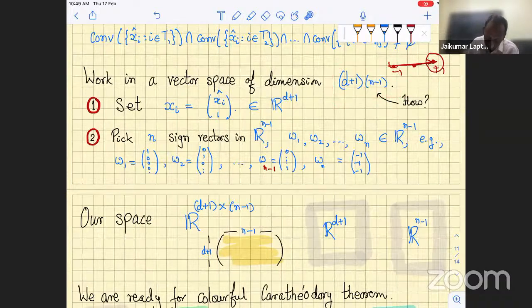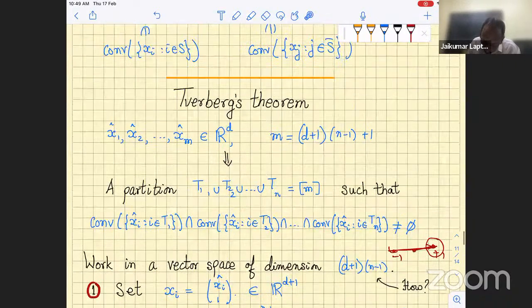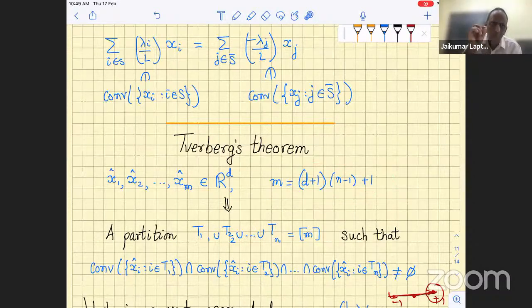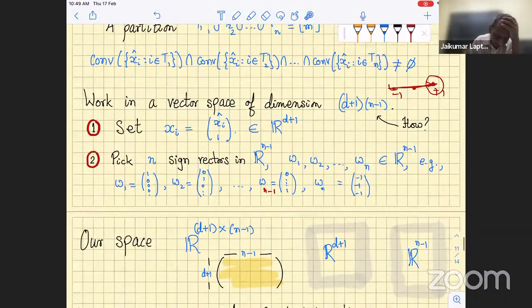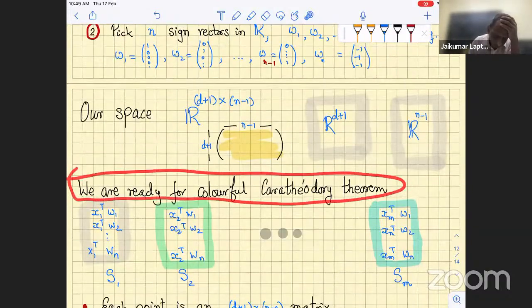So now we seem to be in this space. And what have we been given? We have been given these many vectors. That means one more than the dimension of the space. Things look familiar? If you have one more than the dimension of the space, then you have a non-trivial linear combination, and maybe something will go for us. Something might work out. So now we are ready to apply the colorful Carathéodory theorem.